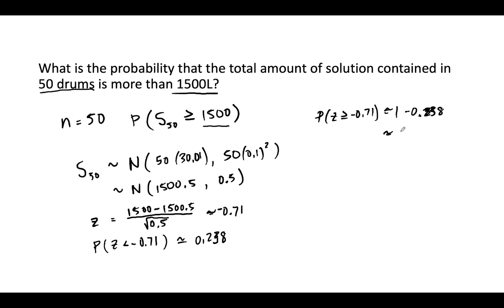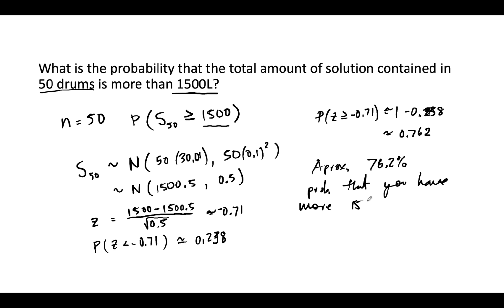And we get this. So approximately 76.2% probability that you have more than 1,500 liters in 50 drums.